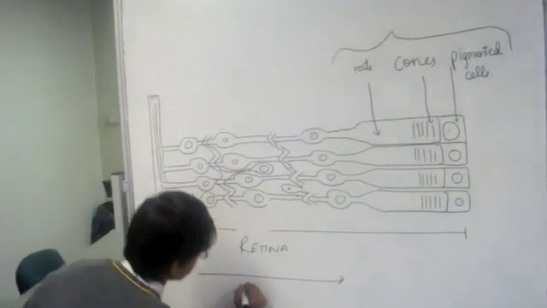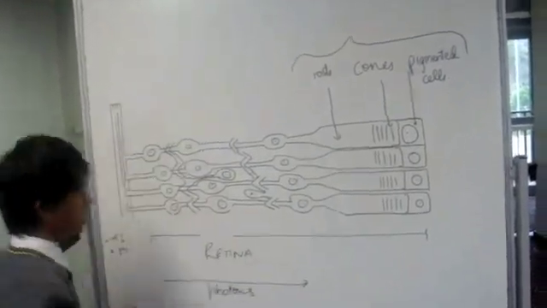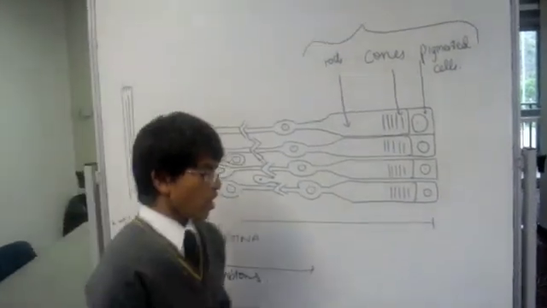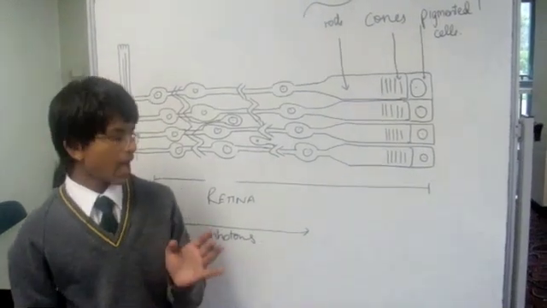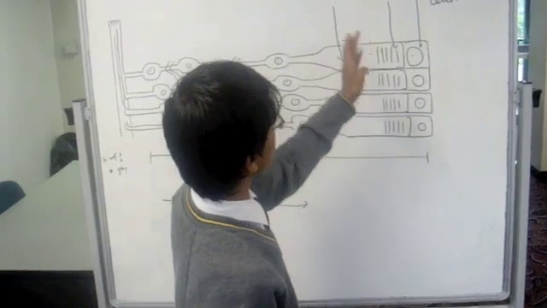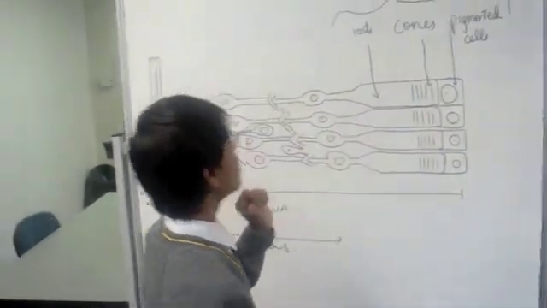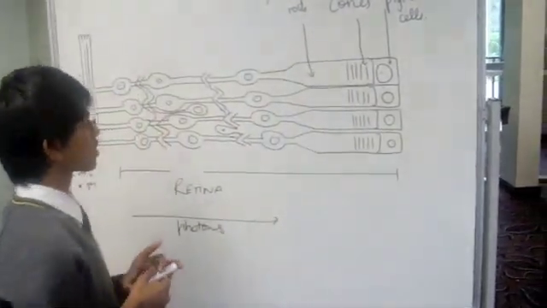it enters as photons. Photons are packets of light energy. It passes through the horizontal cells, the bipolar cells, the ganglion cells, and the amacrine cells. Hits onto the rods and cones, and these are called the photoreceptor molecules.